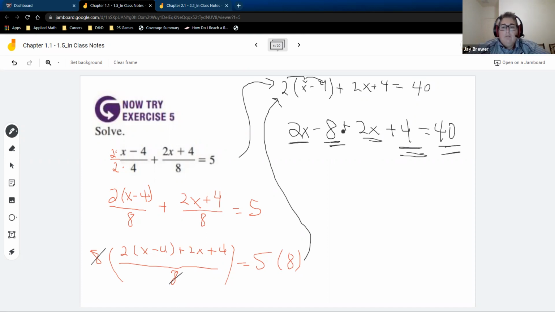Okay, so 2x and 2x will give us 4x. Minus 8 plus 4 will give me a minus 4 equals 40. We're going to add 4 to both sides. So 4x equals 44. We'll divide both sides by 4, and x is equal to 11.